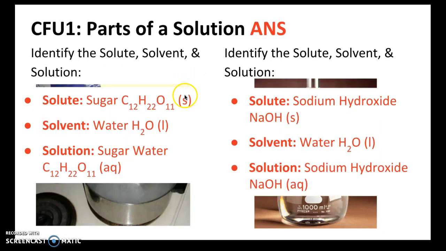Okay, so we have our solutes, solvents, and solutions here, so you can take a look at it. Make sure for the solutes, in both cases, this should be solid. I guess I should have mentioned that, by the way. Sodium hydroxide is a solid. It's a salt, so it's a solid. Water is our solvent for both cases, and that's a liquid. And then for both solutions, we use this AQ phase to represent the solution.